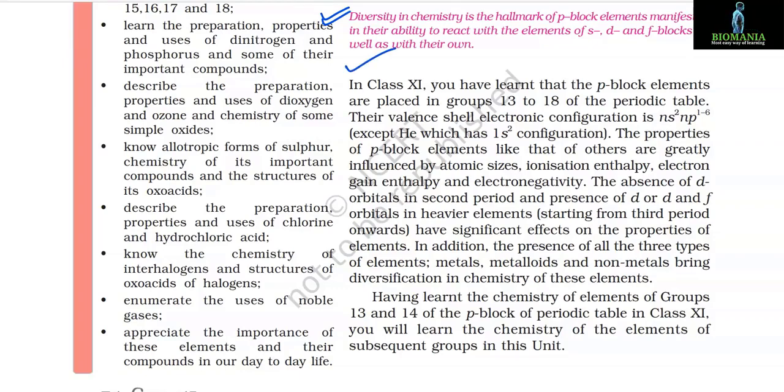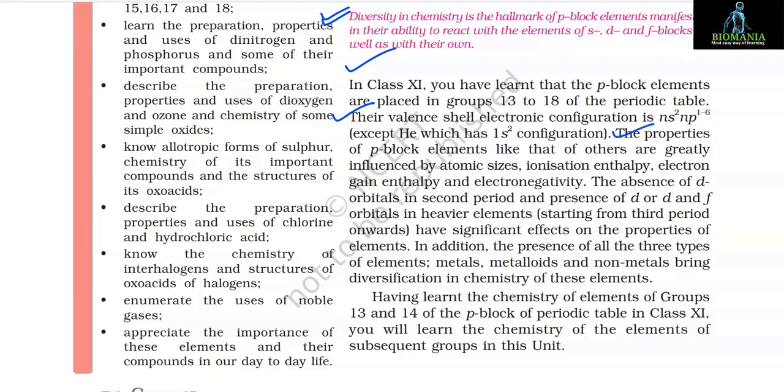In class 11th, you have learned that p block elements are placed in groups 13 to 18 of the periodic table. Their valence shell electronic configuration is ns2 np1 to 6, except helium, which has 1s2 configuration.